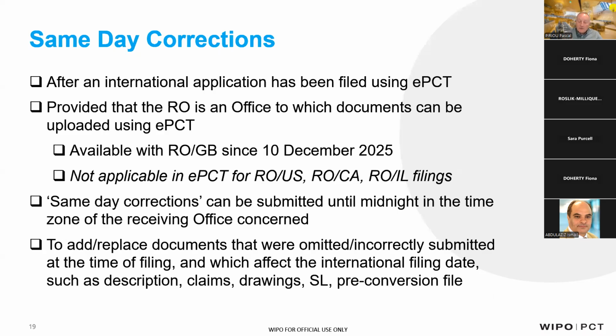However, if you realize that there is a mistake with the applicant's name, in such a case, a request under Rule 92B should be submitted, and the same-day correction does not apply. Again, it should only apply to documents which will affect the international filing date, meaning description, claims, drawings, sequence listing, and pre-conversion file.